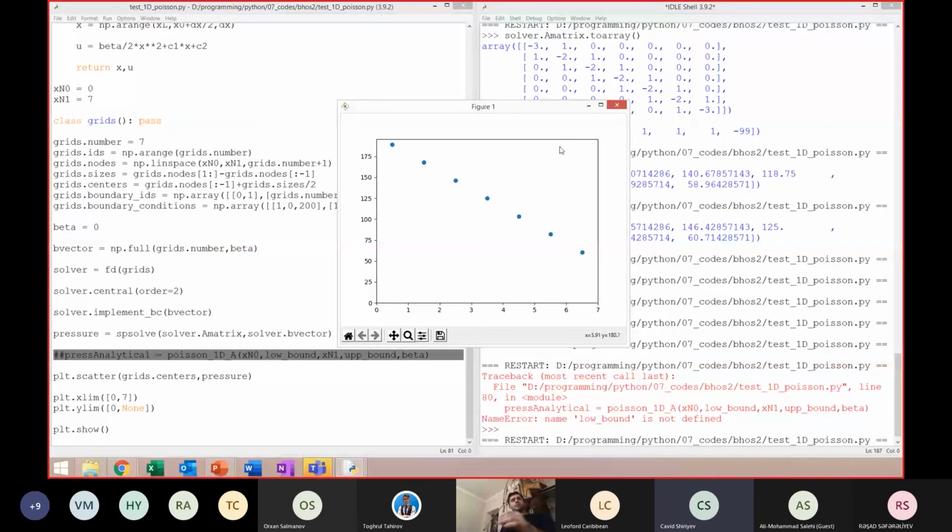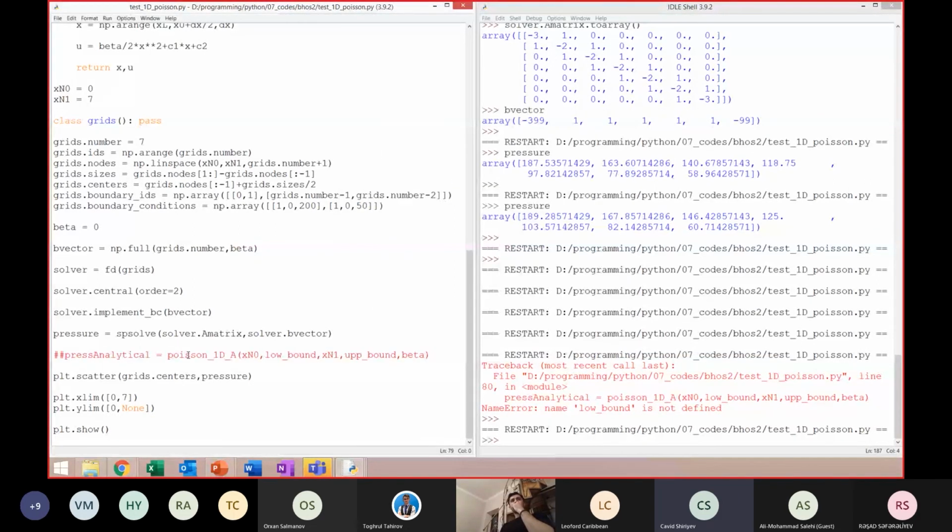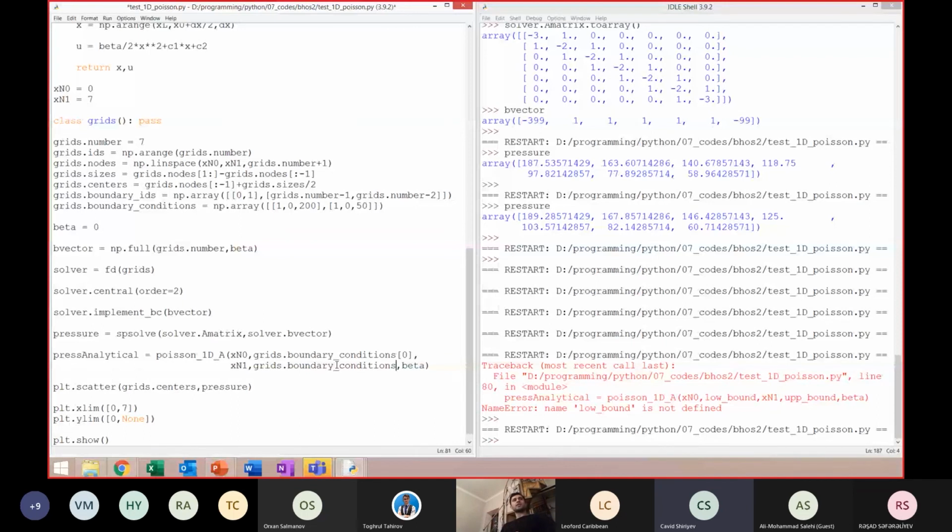Now pressure analytical. So Poisson 1D analytical. I specified the lower bound and upper bound. The lower bound is basically the grid boundary condition, the first entry. I'm going to copy this and pass it here as the lower bound, and send only the first boundary condition. Then I specify the upper bound as the second boundary condition, which is the right hand side. And I'm also sending the beta value, which is 0. This will give me the analytical solution.